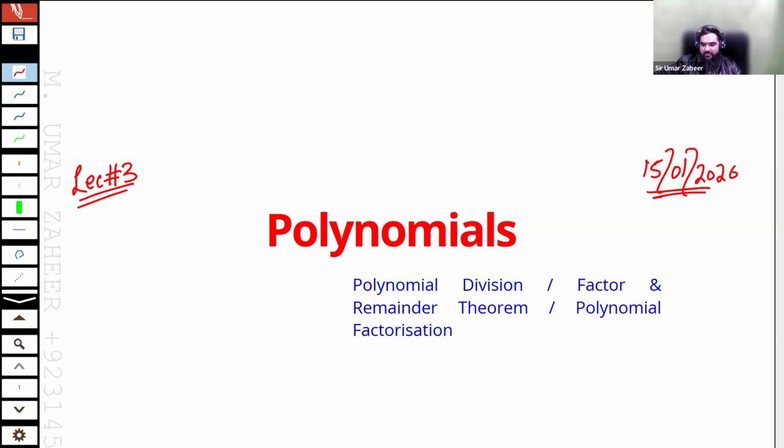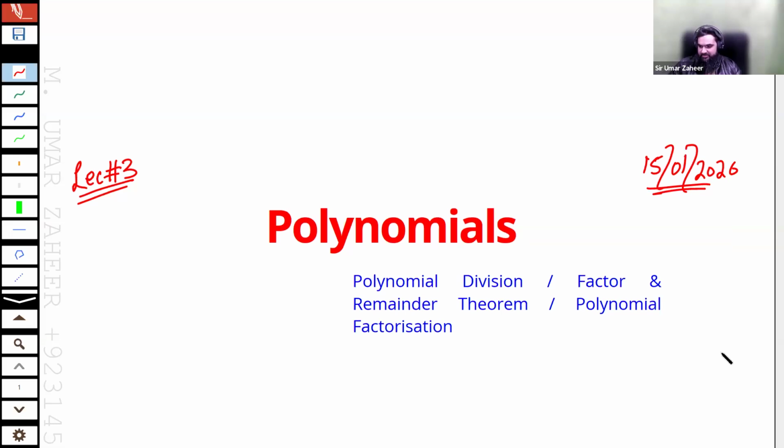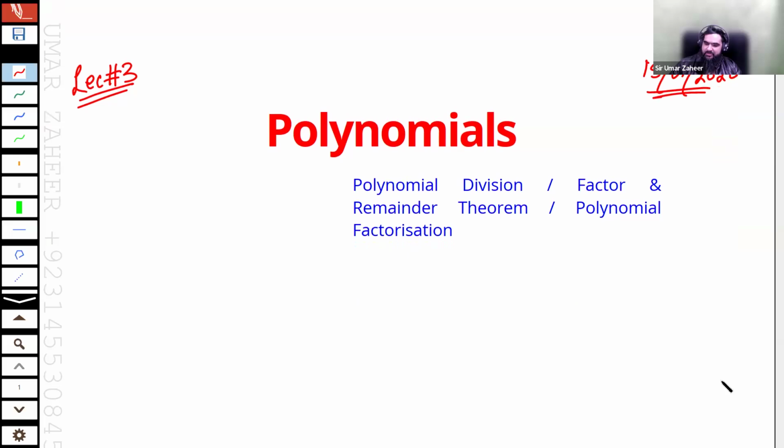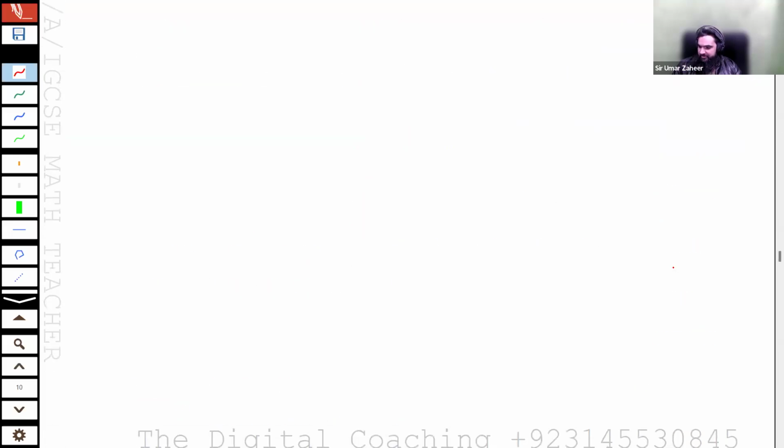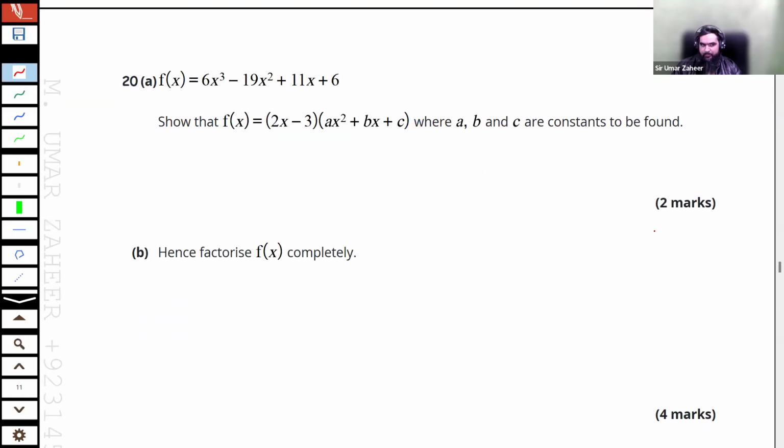Today we are going to have a practice session about polynomials. We have done some basic questions and understood the factor theorem as well as the remainder theorem. We also understand how we use polynomial division for the factorization of polynomials. Let's do some different types of questions. We are going to start from question number 20.